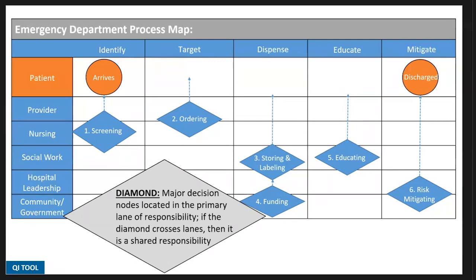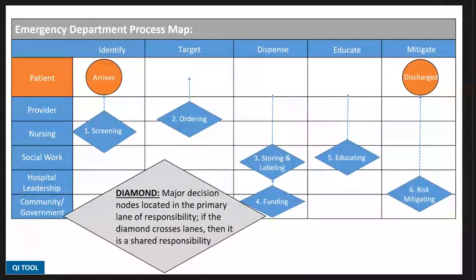If you notice, some of these diamonds cross different lanes, they cross different horizontal lines. That's just to suggest that some of the different people have a hand in that one particular process. So, for example, in the first column, you say identify: the patient arrives and somebody is trying to understand whether this person might be eligible to get a kit. That might involve the provider, nursing, social work, your whole triage program, maybe your initial provider, something like that.